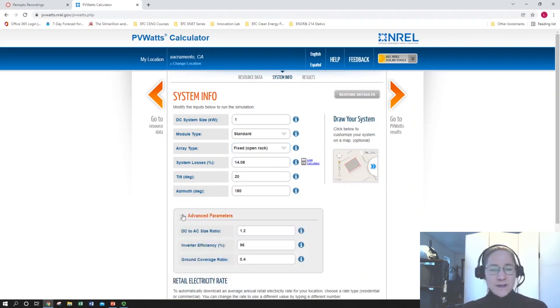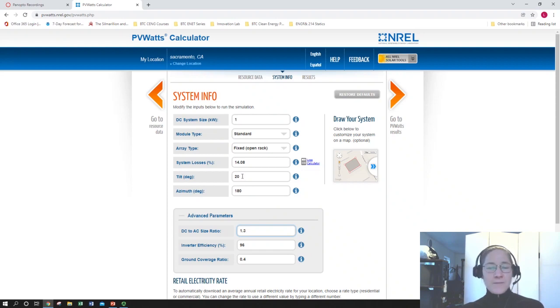And we can go down to advanced parameters, and we will assume the DC to AC size ratio is 1.3. This is a measure of how well your inverter and your module output couples, how often your inverter will cut out because it isn't getting the voltage it wants, other mismatch. And we're going to assume we have pretty much a top of the line inverter at 96% efficiency. Ground coverage ratio is not applicable here because we're using a fixed tilt and orientation rack.